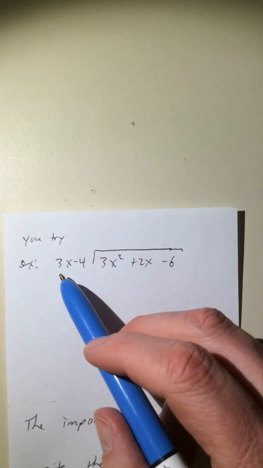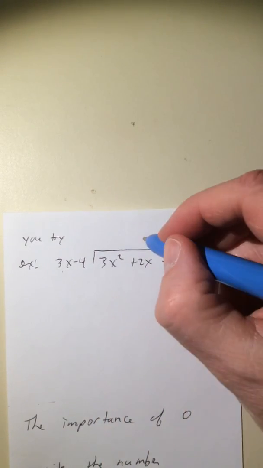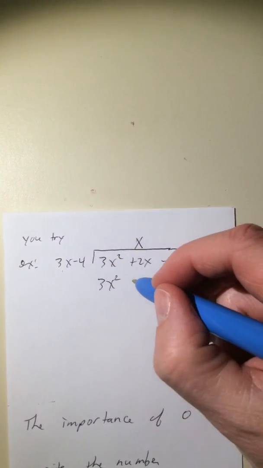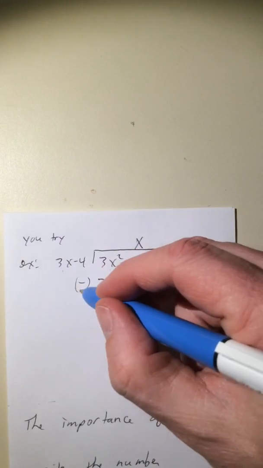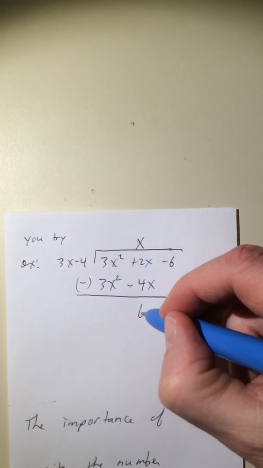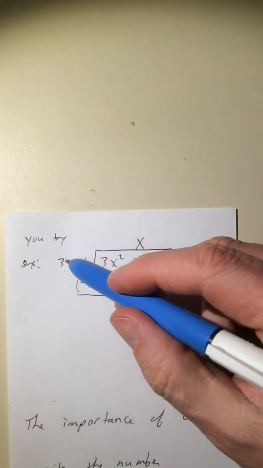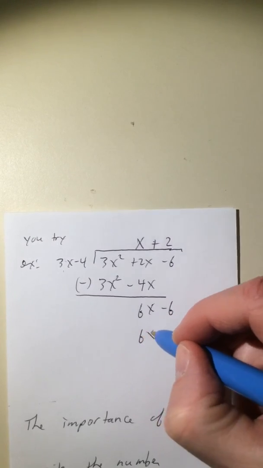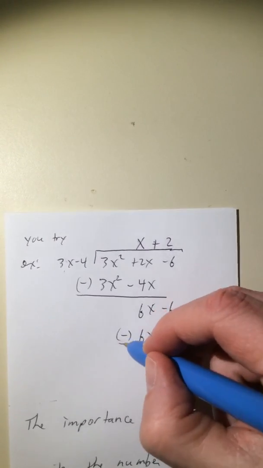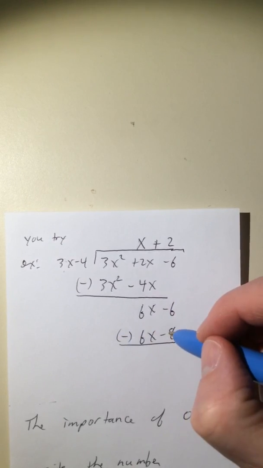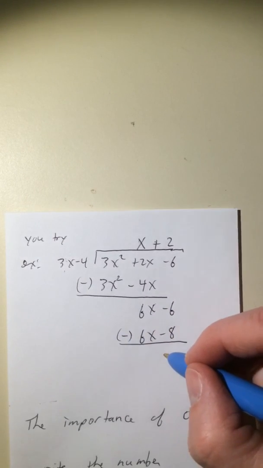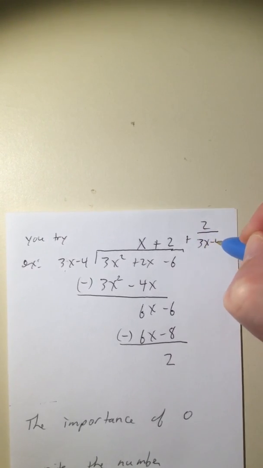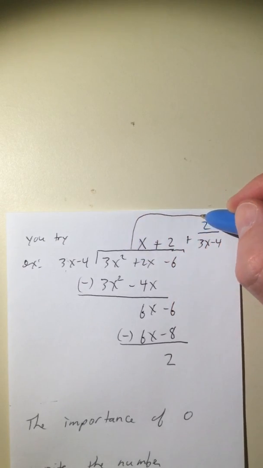So going through the problem right here, 3x times what makes 3x squared? That's going to be x, which gets us 3x squared. x times negative 4 is negative 4x. Subtract it. 2 minus negative 4 is 6x, minus 6. 3 times 2 makes 6, so we got a plus 2. So that gets us 6x minus 8. So negative 6 minus negative 8, really plus 8, so that's going to be positive 2. So we have plus 2 over 3x minus 4. And there you have your answer.